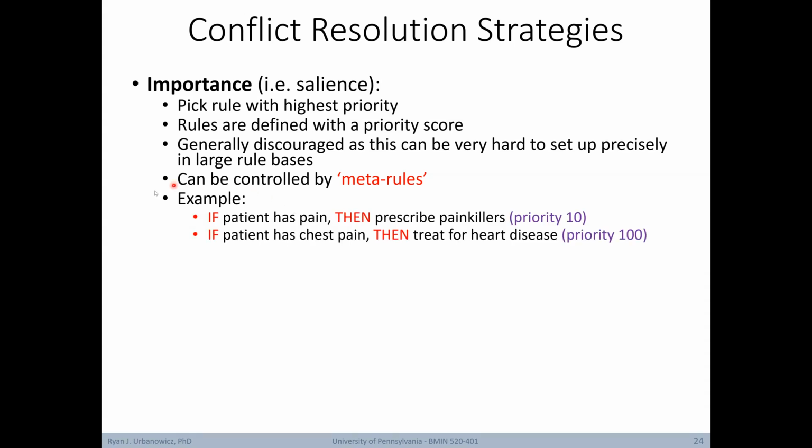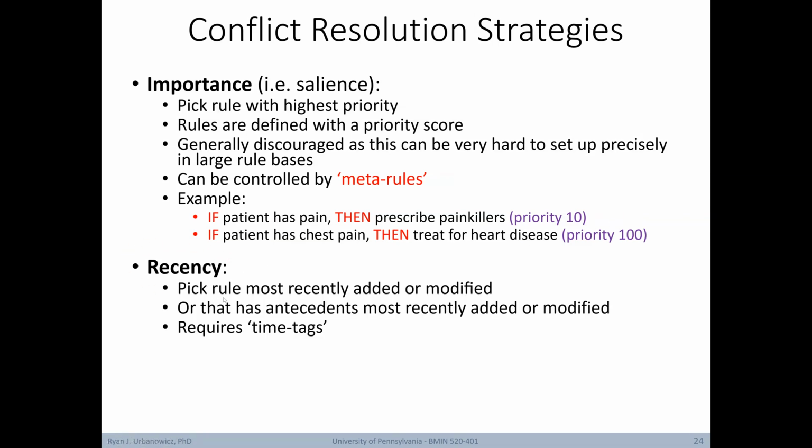Here's an example of using importance for conflict resolution, where we have these two rules. If patient has pain, then prescribe painkillers, and this rule has a priority of 10, versus if patient has chest pain, then treat for heart disease, priority 100. If both of these rules' conditions are satisfied, then the second rule would actually be fired since it has a higher priority.